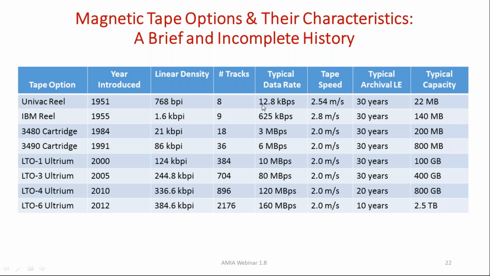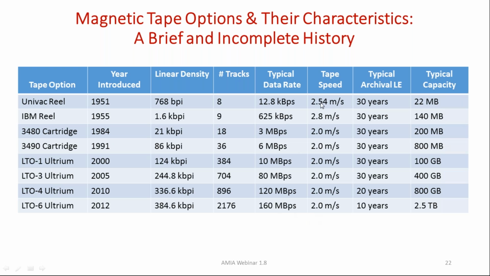But the data rates have gone up dramatically as well, from 12.8 kilobytes per second to 160 megabytes per second on the LTO6. I'm sorry, these are all bytes per second, so you multiply that by 8 to get your bits per second.